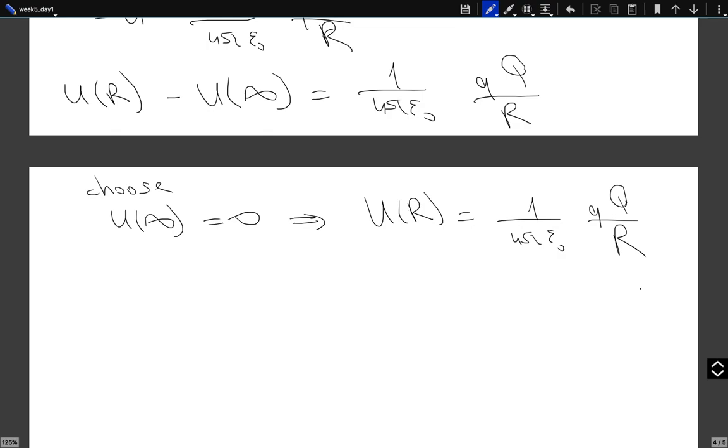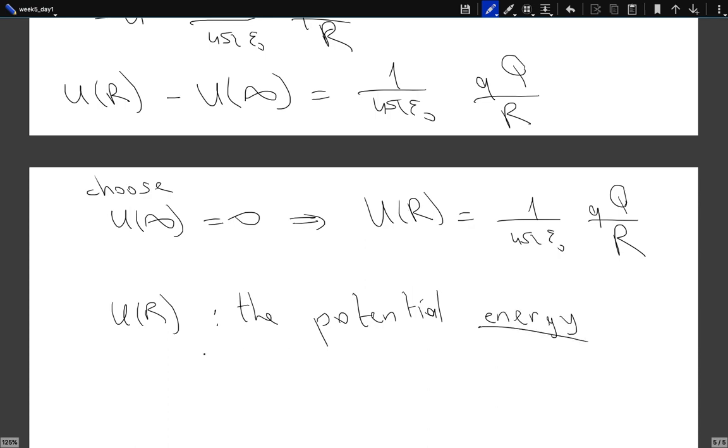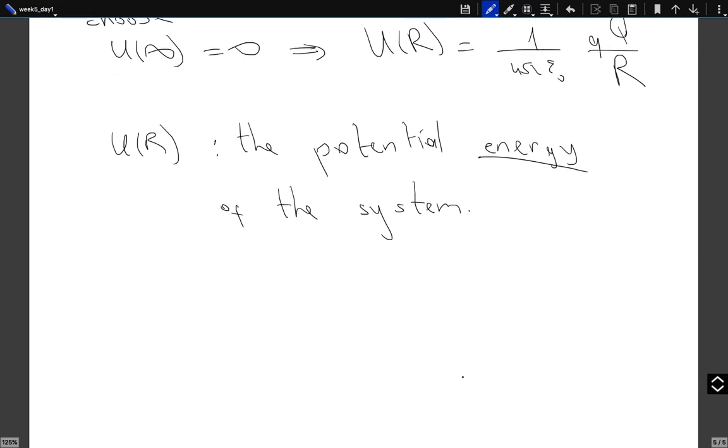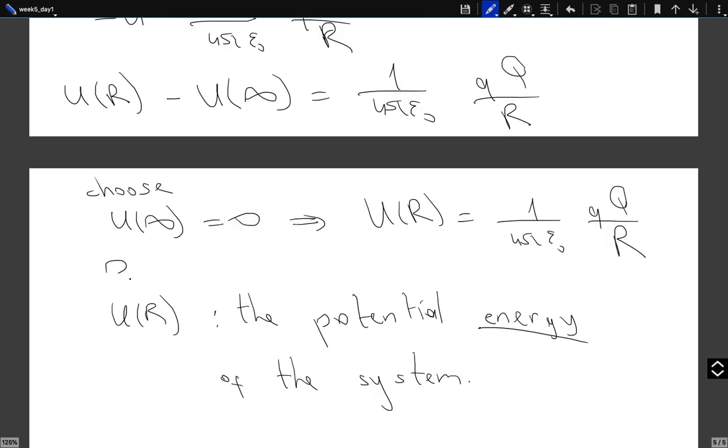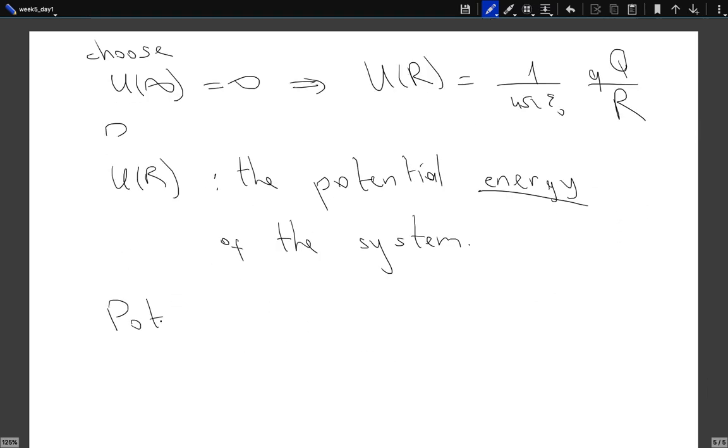Well, just to emphasize, U of R is the potential energy. It's an energy, just like gravitational potential energy. This is the potential energy due to the electric force. It is important to know that this is the energy and to distinguish it from what we will call the potential. This is different from potential energy.